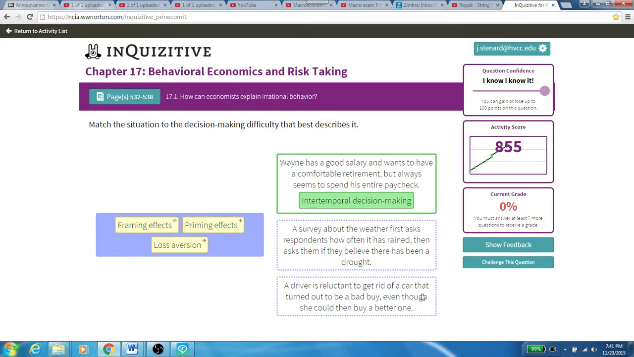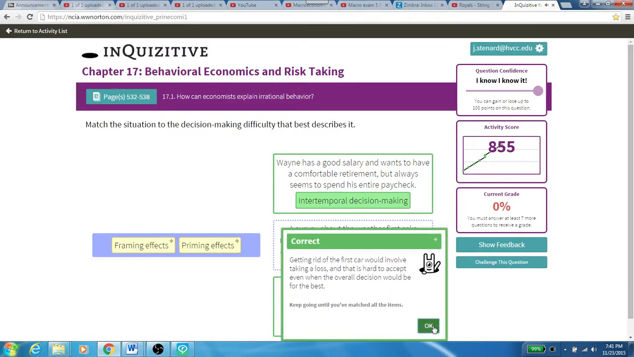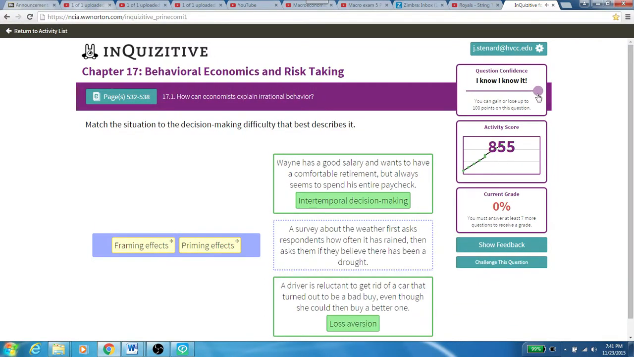A driver is reluctant to get rid of a car that turned out to be a bad buy, even though she could then buy a better one. That's an example of loss aversion. Very good. Now, here's where we wonder, can we change it because we only partially know? No, we're going to have to keep it up here at I know it. It's worth 100 points. The question is, is the survey that first asks questions about has it rained an example of the priming effect, or is it a framing effect because they have it laid out there?